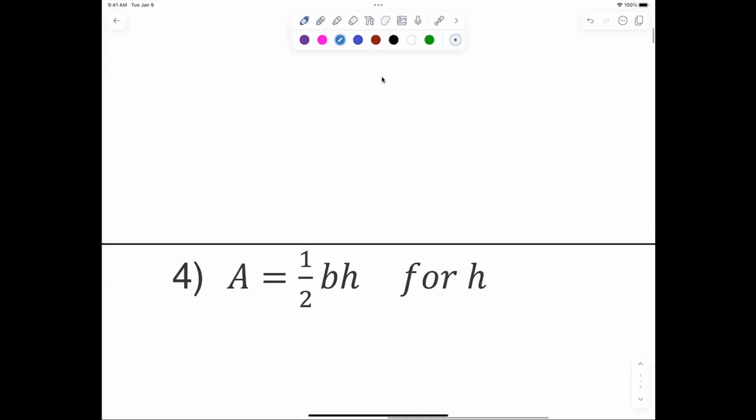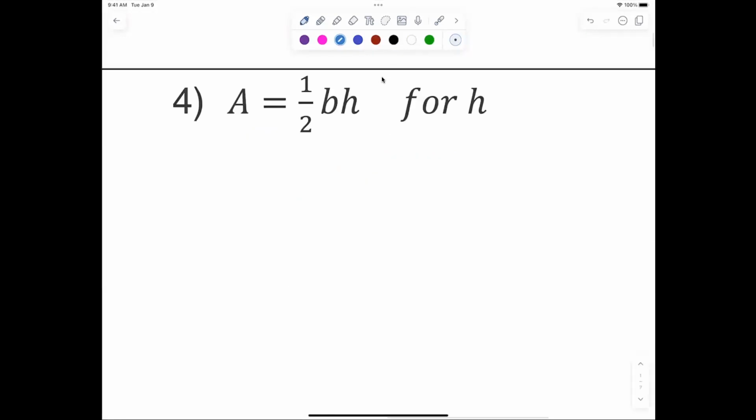Now let's take a look at number 4. I'm solving for the height. Does everybody agree all of this is held together by multiplication? So how do I get rid of 1/2? Multiply by the reciprocal. What's the reciprocal of 1/2? 2. So now I can say 2A equals BH. Now, how do I get rid of the B? Divide by B. So H equals 2A over B. That's all there is to it.